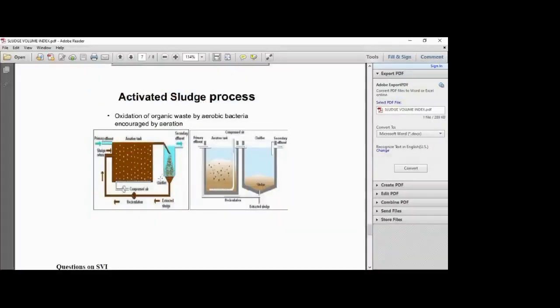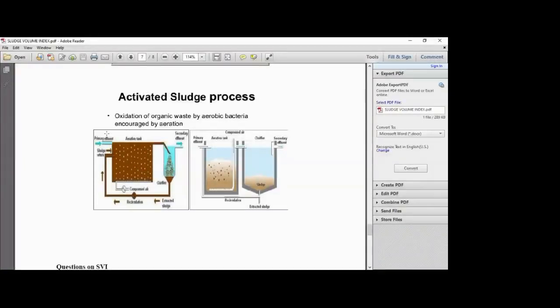Part of this sludge will again get recirculated into the aeration tank. Why is this sludge getting recirculated? I have already told you, this particular sludge is called activated sludge. Why is it called activated sludge? Because it consists of activated microorganisms, microorganisms which are ready to process the solids, right? These microorganisms are very helpful, and hence part of them is added here.